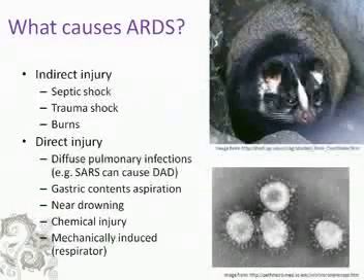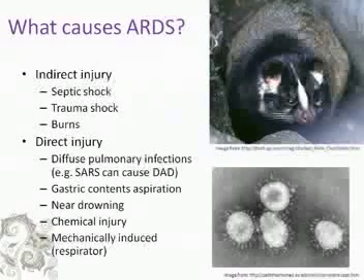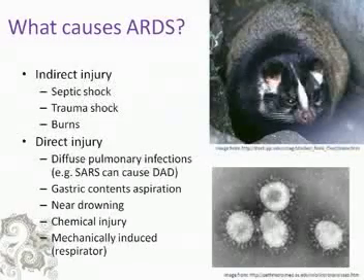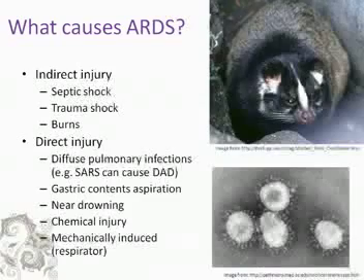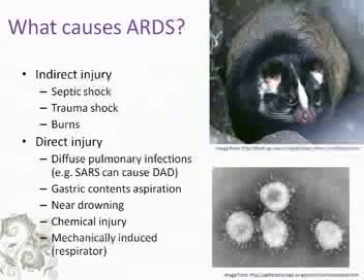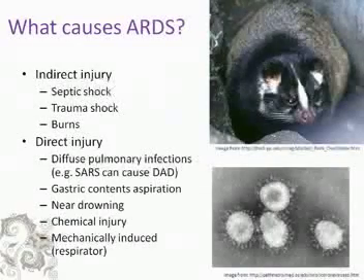What causes it? We already knew that there's either indirect or direct injury to the lung. These are slightly out of order, so we're going to talk about the bottom list first. Direct injury: diffuse pulmonary infections. SARS can cause diffuse alveolar damage, DAD. This SARS is severe acute respiratory syndrome. Another situation is gastric contents on aspiration.